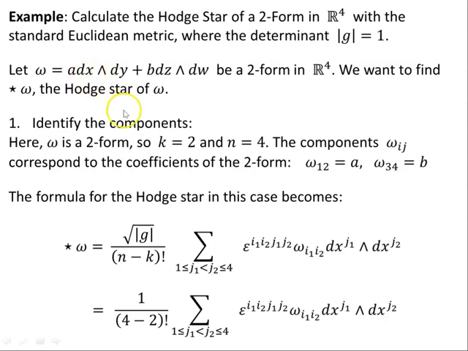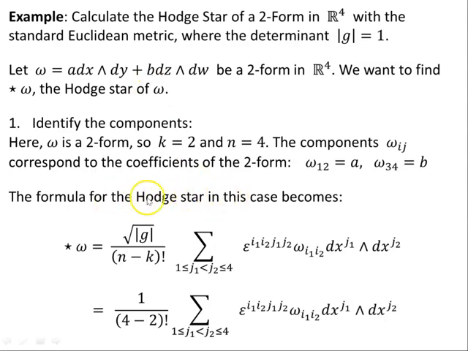Why 1,2? Because x is the first variable, y is the second variable, z is the third variable, w is the fourth coordinate. So x, y, z, w are the coordinates in this four-dimensional space: x is 1, y is 2, z is 3, w is 4. So omega 1,2 is A, omega 3,4 is B.